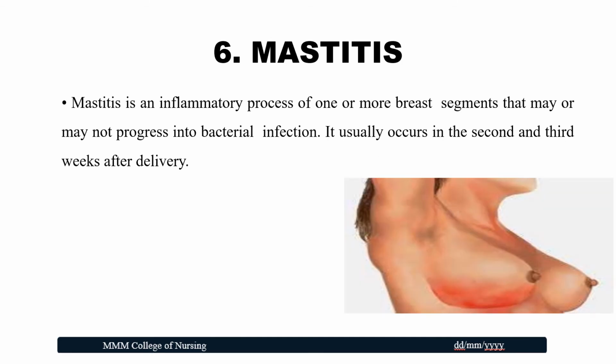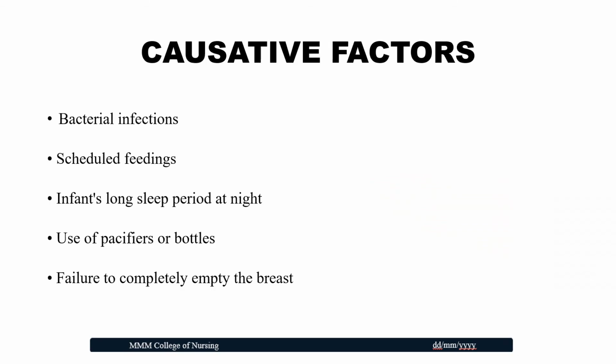The next breast complication during puerperium is mastitis. From the name itself, we can know that it is an inflammatory process. The definition of mastitis: it is an inflammatory process of one or more breast segments that may or may not progress into bacterial infection. It usually occurs in the second and third week after the delivery.